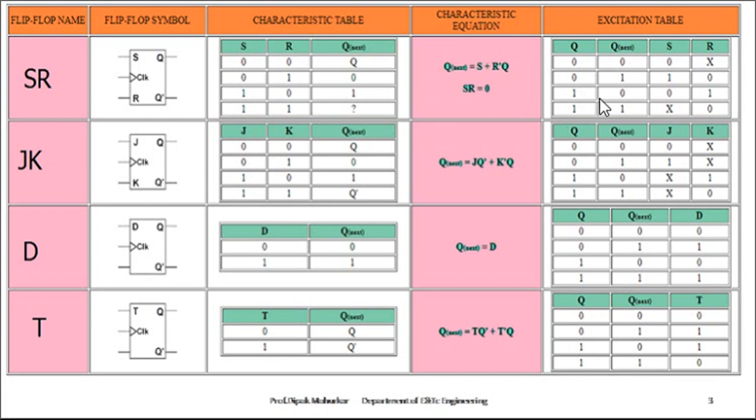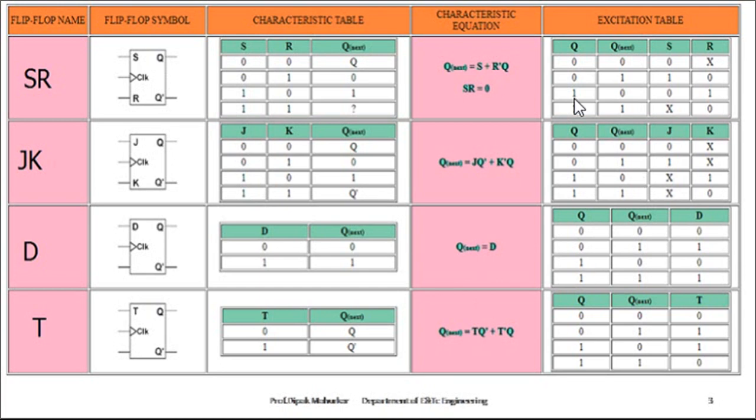So in that case S is a don't care condition, but R is again 0. Here and here are both 0, first and third row, right? That's why we write the 0. In this way we have to find the excitation table. The requirement is a characteristic table, and by referring to the characteristic table we find the excitation table. Similarly, we can find the excitation table for JK, D and T.